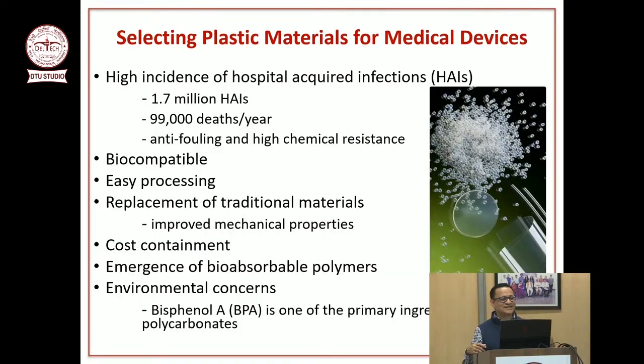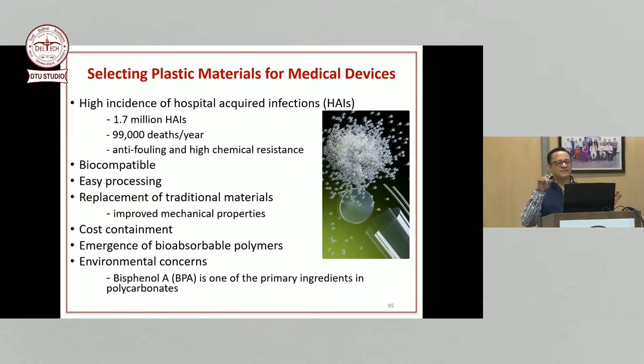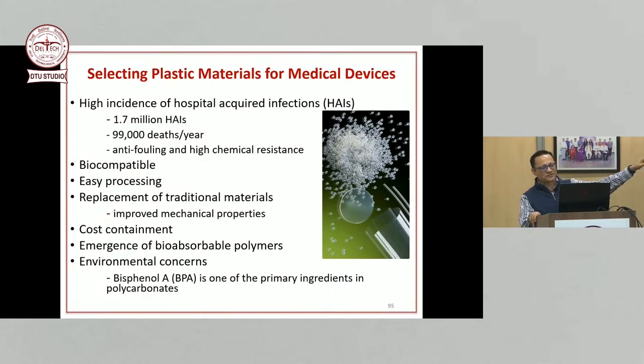Selecting plastic materials for medical devices. Hospital acquired infections are a huge issue. We will talk about infections in the next few classes, but just to give you an idea, 1.7 million hospital acquired infections, 99,000 deaths per year. This is just in the US, right? So we want polymers that can prevent infection. That's anti-fouling.